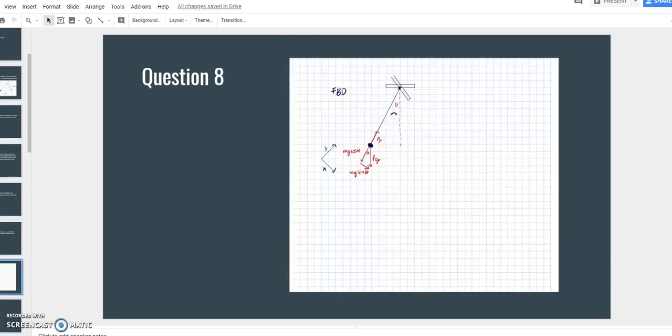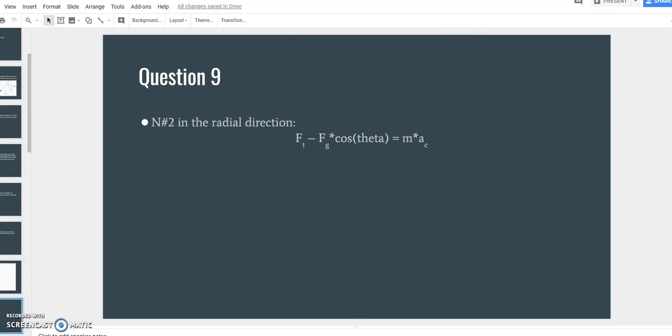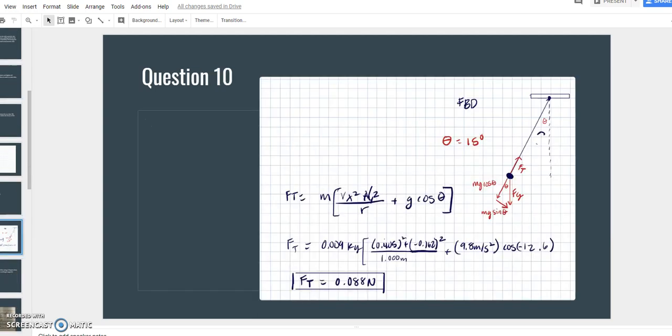Question 8. Free body diagram of the ball when it is at angle theta from the vertical. This is our free body diagram. Question 9. Write Newton's second law in the radial direction for the situation in question 8. This is our equation here, and I have it more clearly written out for the next question when you're asked to solve.